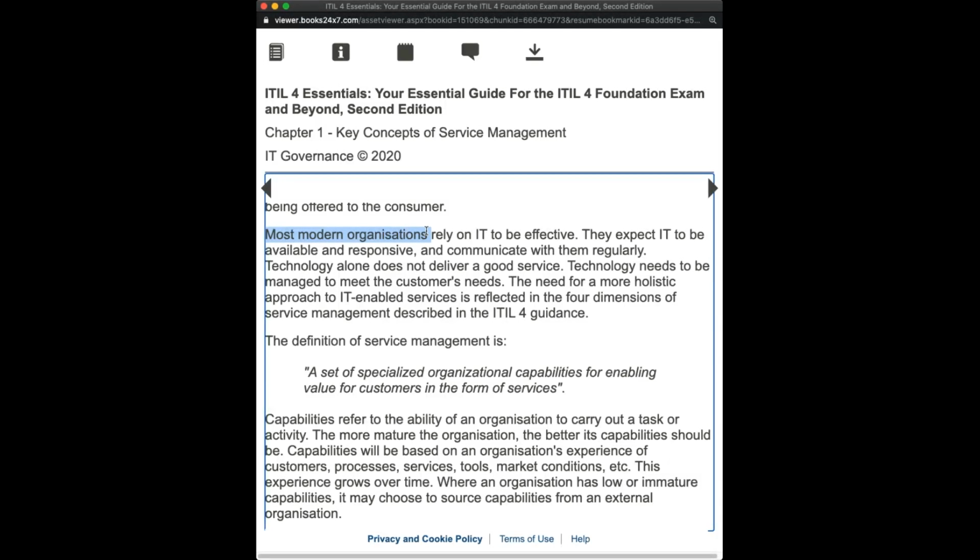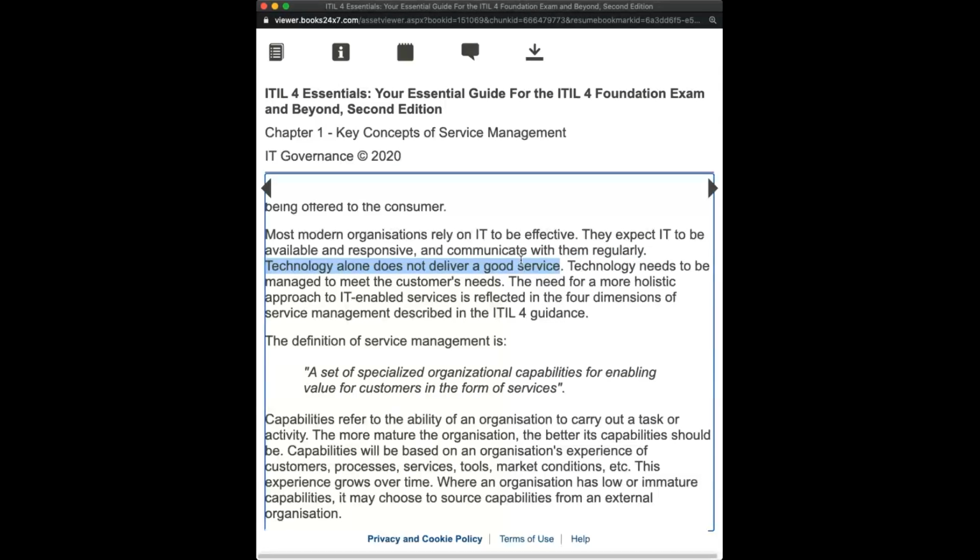Most modern organizations rely on IT to be effective. They expect IT to be available and responsive, that is, anytime you want to interact with it, it's there, and to communicate with them regularly.